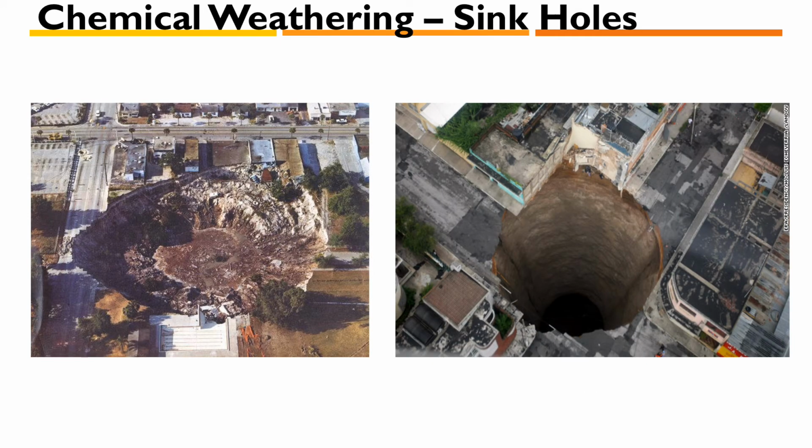Now, finally, one example of chemical weathering is found in sinkholes. Sinkholes are formed in the ground when acid rain infiltrates a surface made up of rock like limestone, causing the limestone to dissolve. Because the limestone is dissolving, the ground is getting weaker and can no longer support the weight of the structures above it, causing everything to sink in to cause a sinkhole.